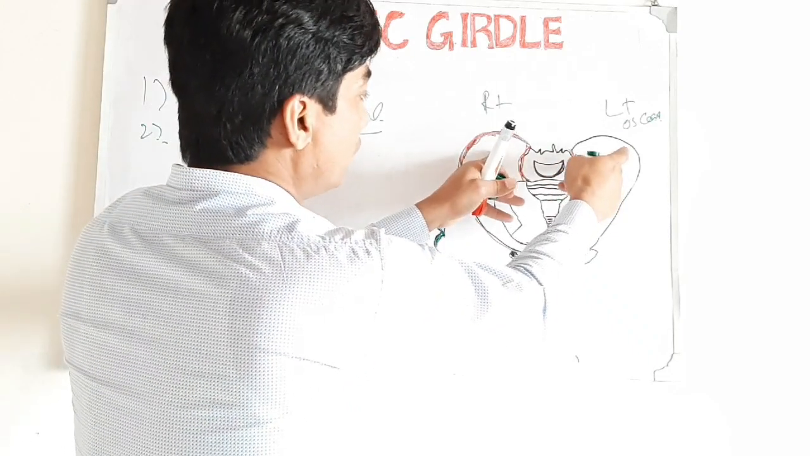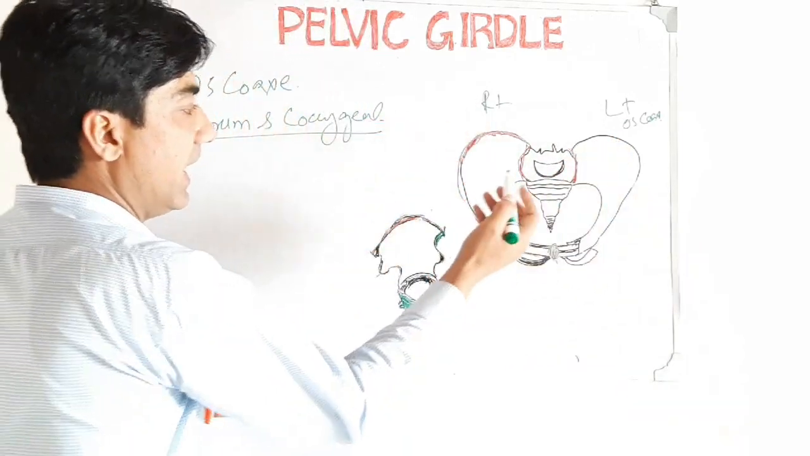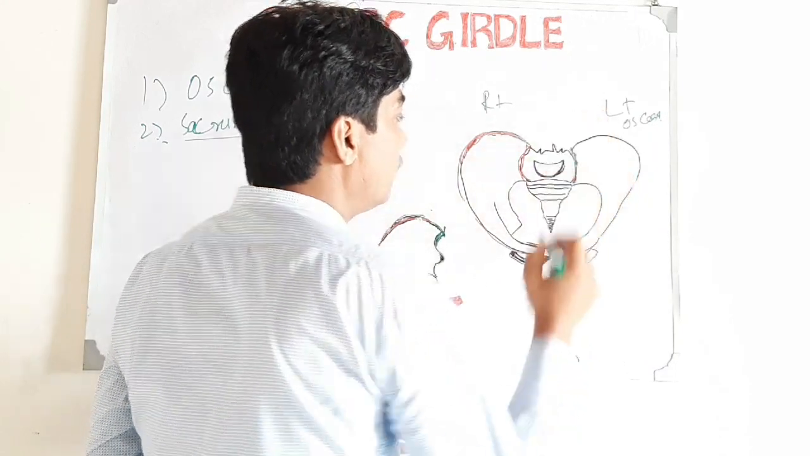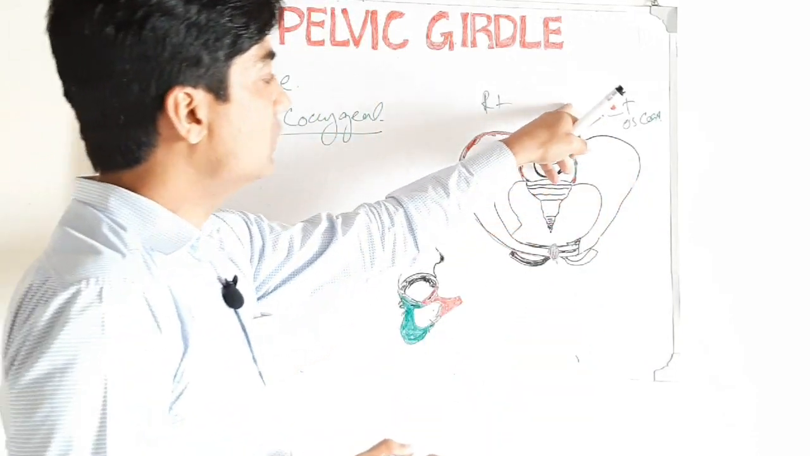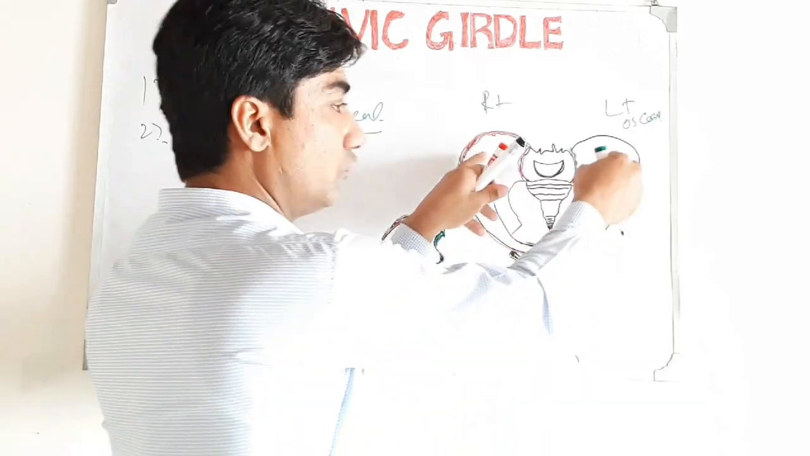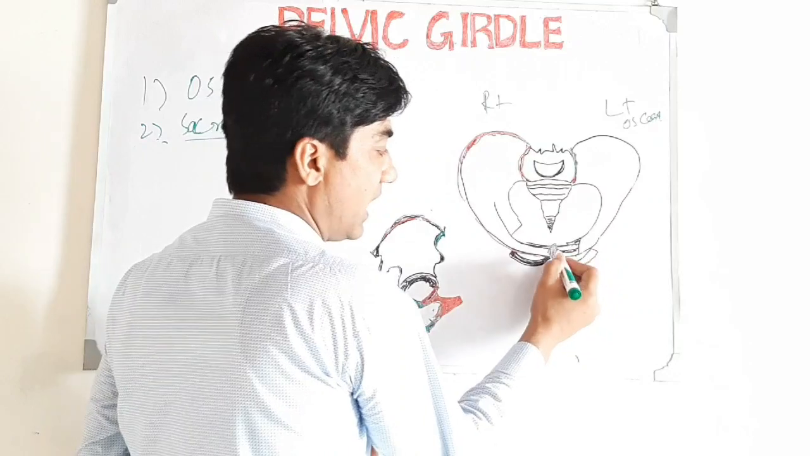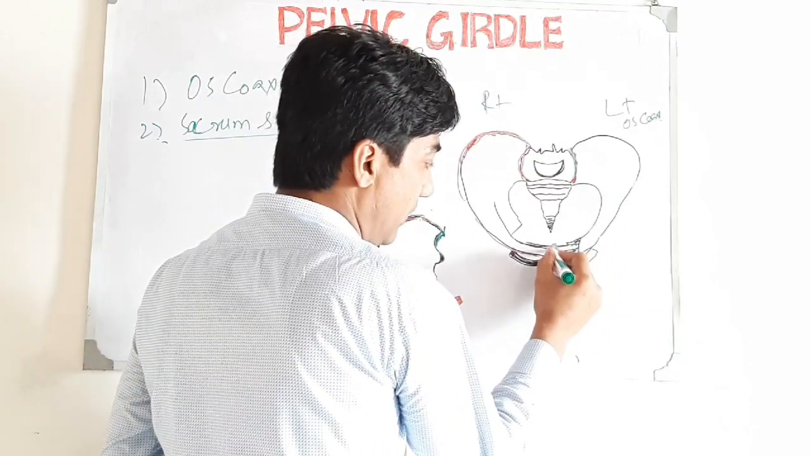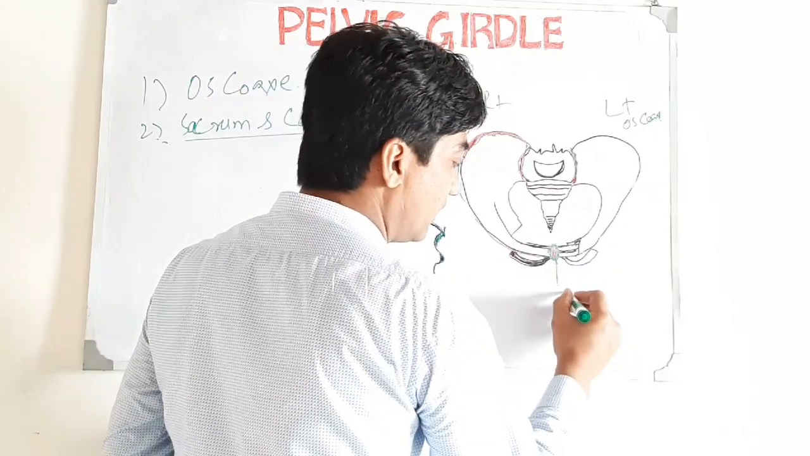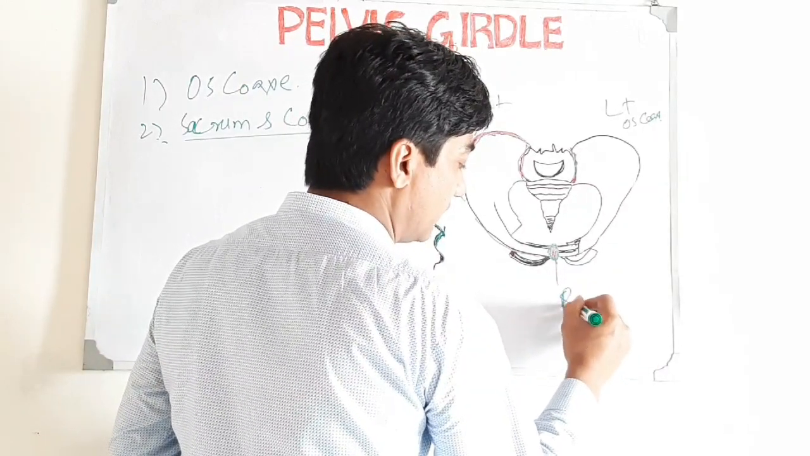These two bones unite posteriorly at the sacrum and make a joint. That joint is called the sacroiliac joint. And anteriorly, these two os coxae unite with the help of fibrocartilage and make a joint. That joint is called the pubic symphysis.